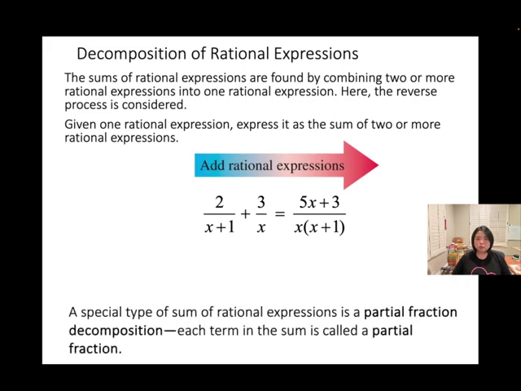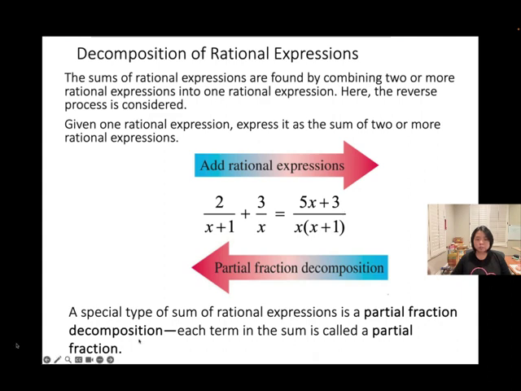And now, we want to do the opposite. We want to do the partial fraction decomposition. That means I'm going to give you this rational expression, and I want you to break it up into two parts like this. We call this a partial fraction decomposition.